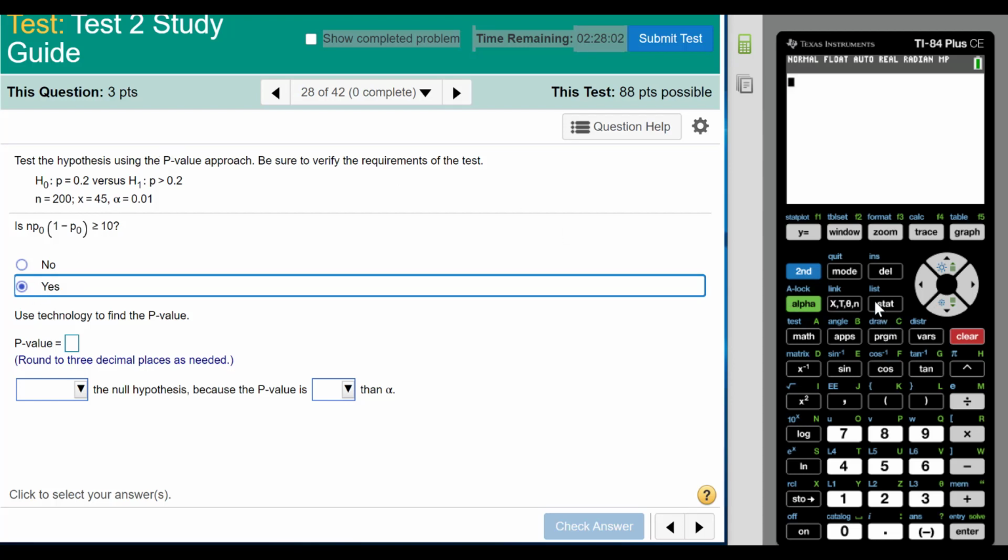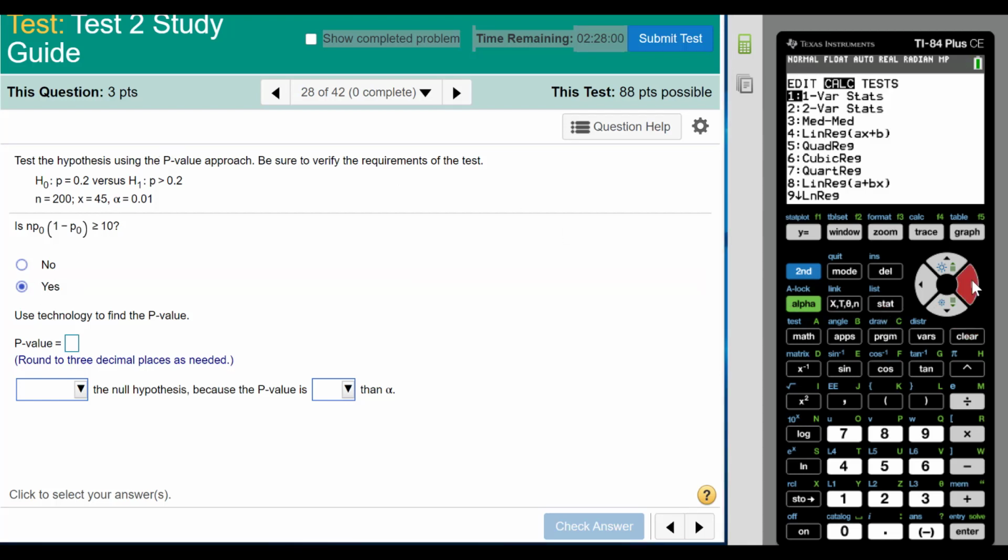Now find the p-value. We're going to do the proportion z-test. You can see you don't have to do the p-value by hand. Enter. So 0.2 right here. X is what? 45. N is 200. And now the sign from H1, which is what? Greater than. So you select that one. Make sure to select it, press enter, and hit calculate.